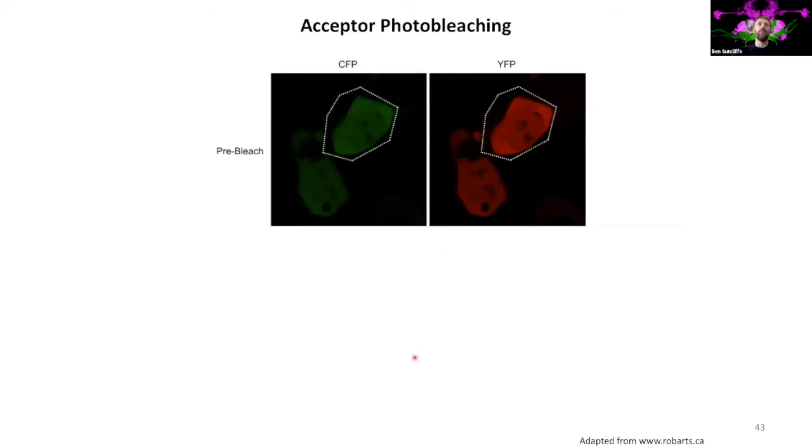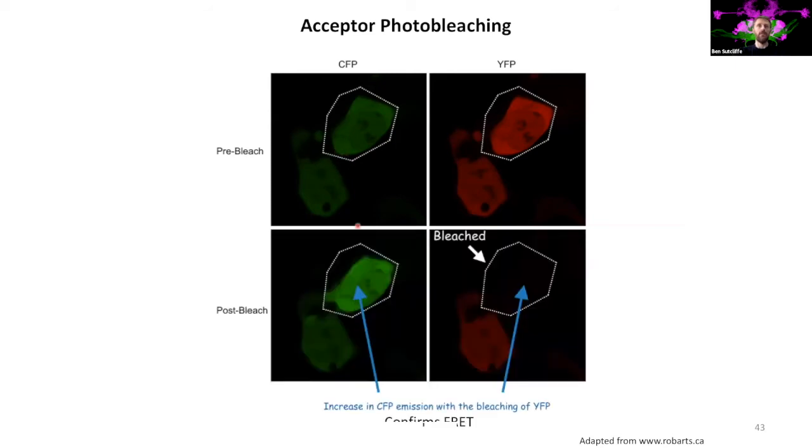This is before you bleach, so this is the donor and this is the acceptor. Before you bleach the YFP, you've got a strong YFP signal here and an average CFP signal from both of these two cells. When you bleach that top cell, you bleach the YFP, you get an increase in the fluorescence of your CFP in that same cell. And here's a control cell below. So this indicates that you were getting FRET before.